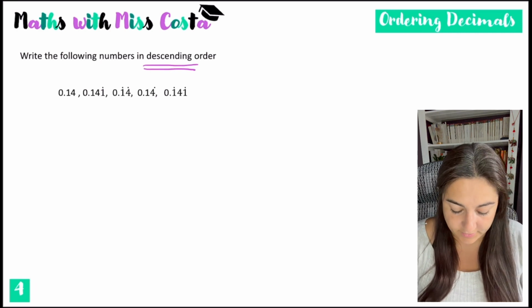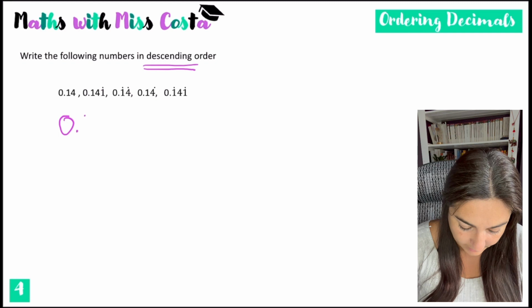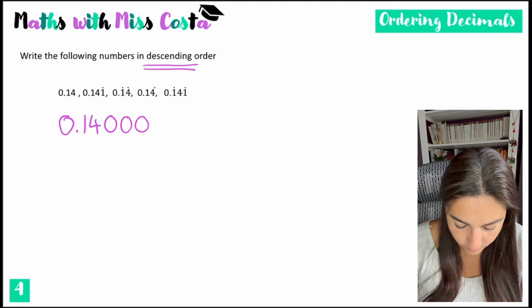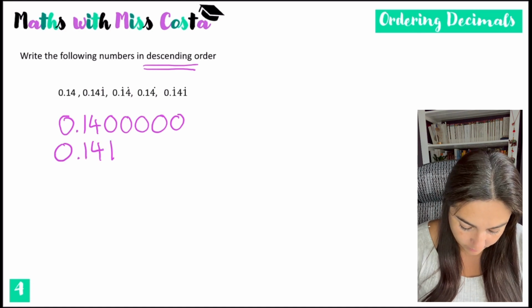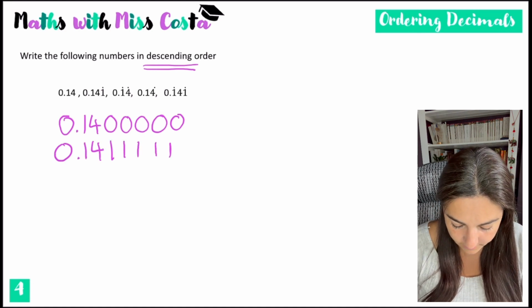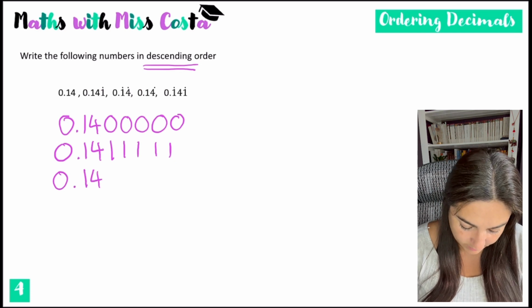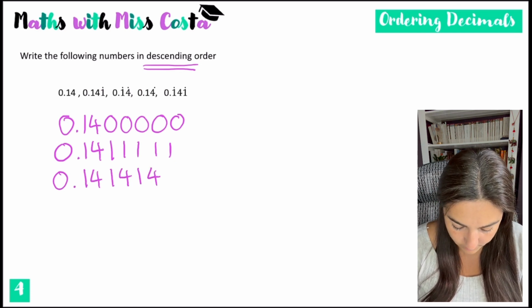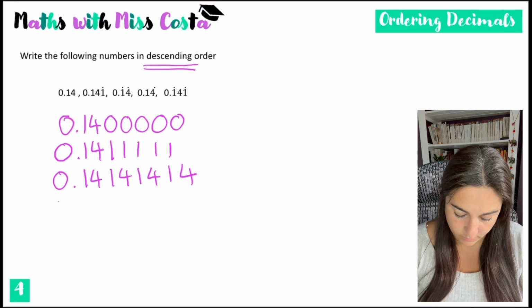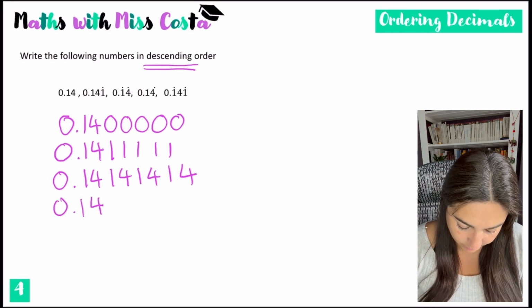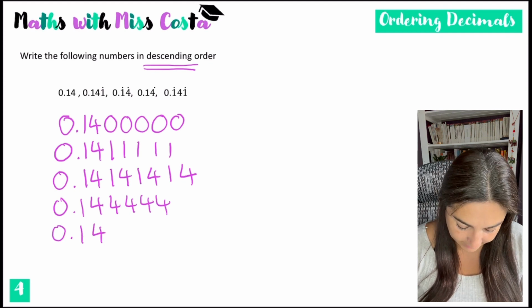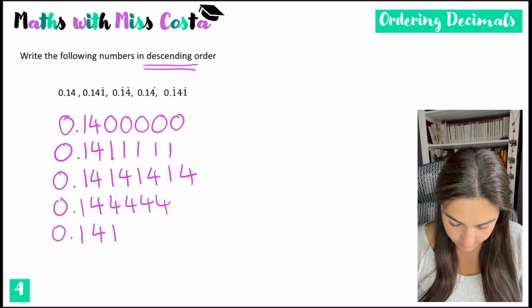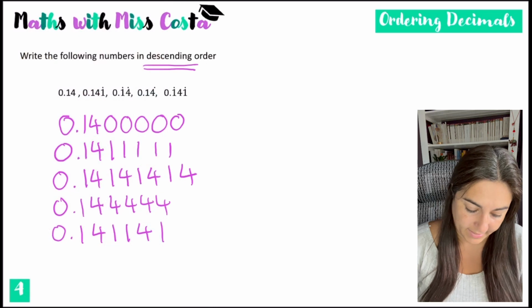Okay, write the following numbers in descending order. So make sure you pay attention to the wording. So let's write these all out. So 0.14, I'm just going to write them all out with lots of zeros so that we can compare them. 0.141 recurring, well, the recurring part is the 1. Then we've got 0.14141414 recurring. Then you've got 0.14 recurring. And then you've got 0.141. Okay, so let's look at this.